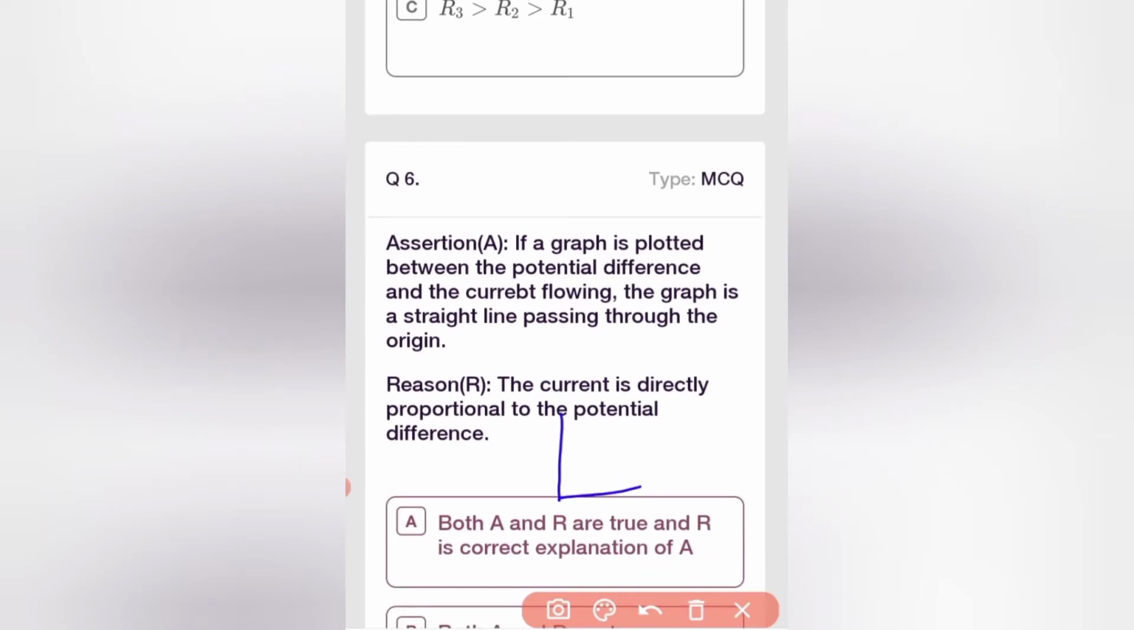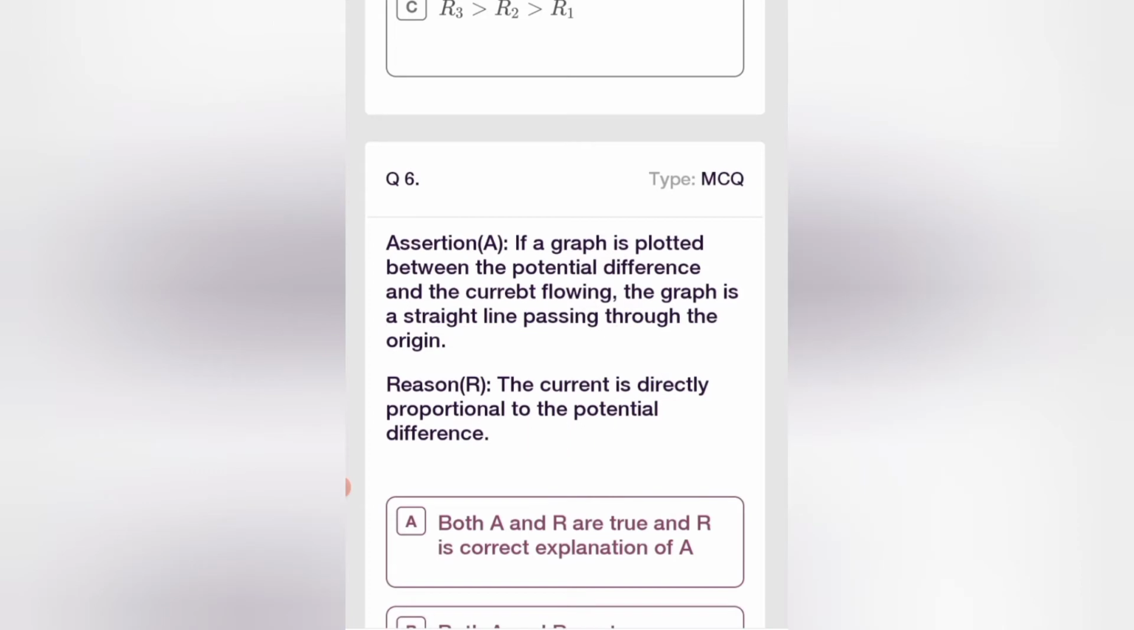See here, this is the voltage and this is the current. What is the relation between them? It's a linear straight line. Yes, of course, the assertion is correct. Reason is, current is directly proportional to voltage. Yes, according to Ohm's law, current is directly proportional to voltage. That's the reason they are linear. Reason is also correct. So both assertion and reason are true. Yes, reason is the correct explanation of assertion. Yes, option A is correct.